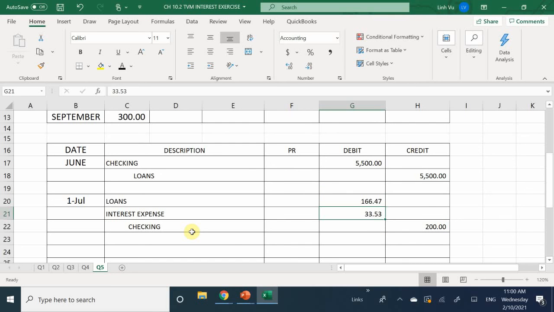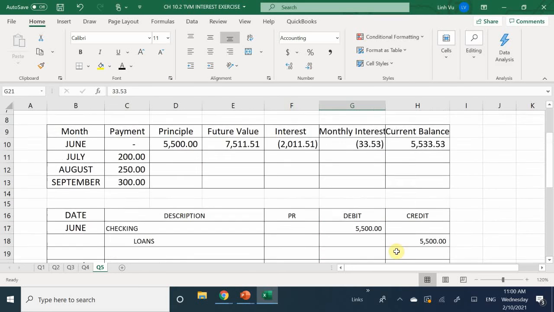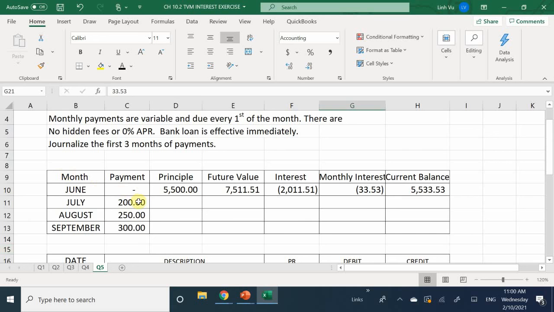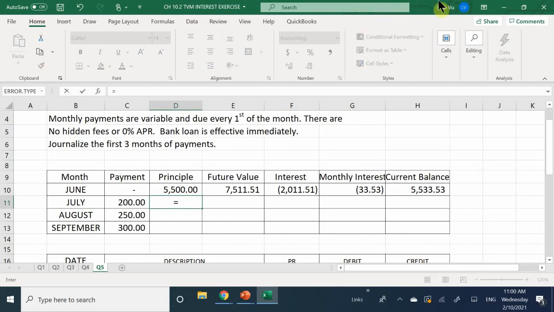This is what I keep talking to you guys about. When you make your payment, you're always paying the interest first. So you think that your mere $200 is going to reduce your principal. It only reduced it by $166.47.